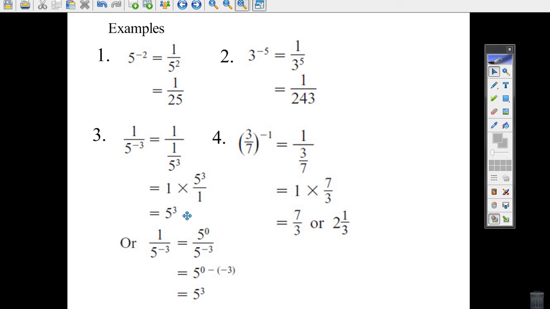And that's it. I hope that helps. We got a bunch of questions to work on to help us understand negative exponents a bit better.